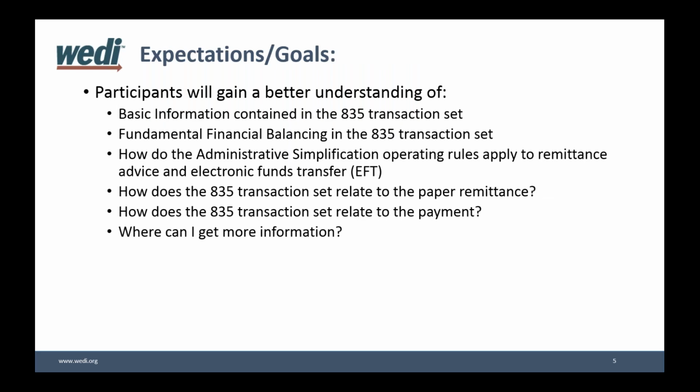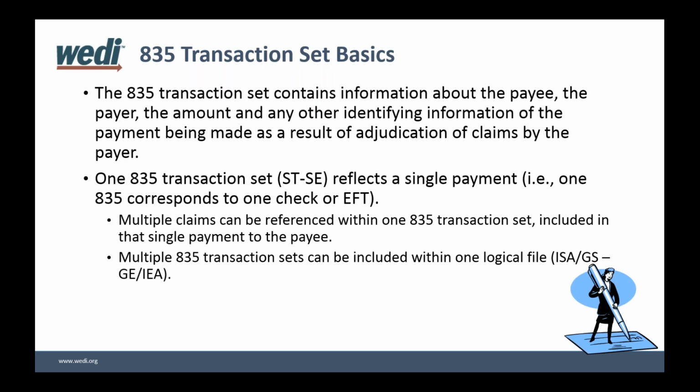To do that, we'll cover some basic information that's contained in the 835 transaction set. We'll look at some fundamental information around financial balancing in the 835 transaction set. We'll look at the CAQH CORE operating rules and how those apply to the remittance advice and the EFT transaction. We'll talk about how the 835 transaction set relates to the paper remittance. We'll look at how the 835 transaction set relates to the EFT payment, and we'll talk about where you can get more information. So to get us started, I'll turn it over to Deb Strickland. I'm sorry, to Pat Witek.